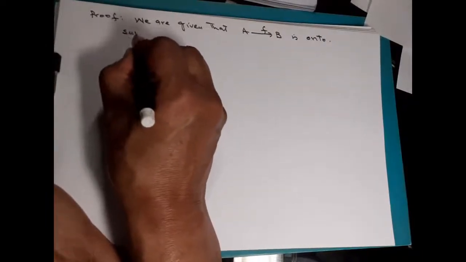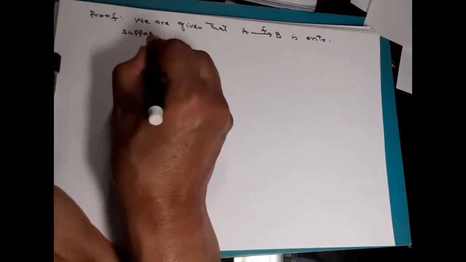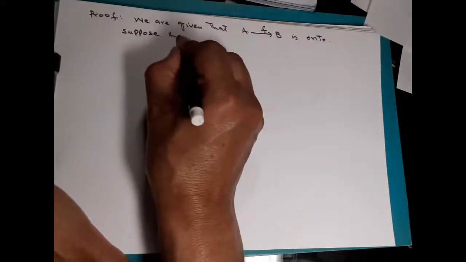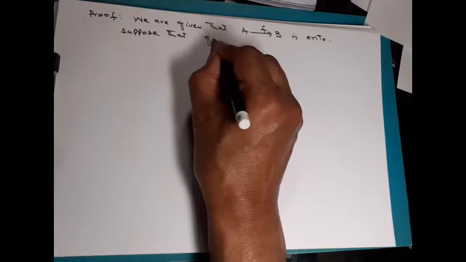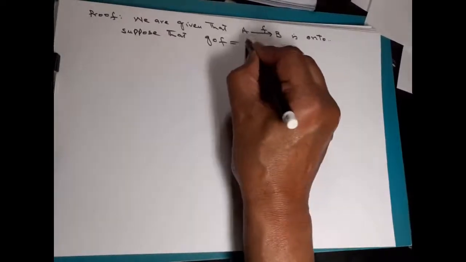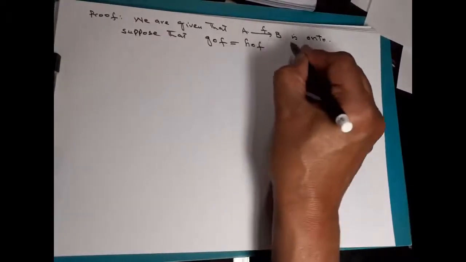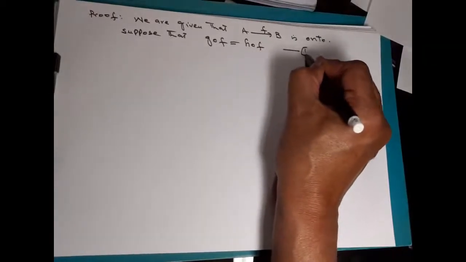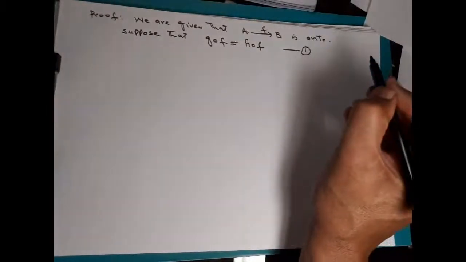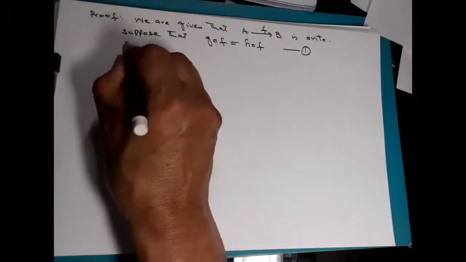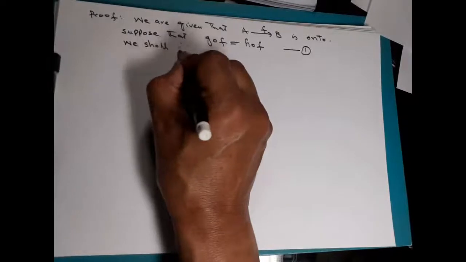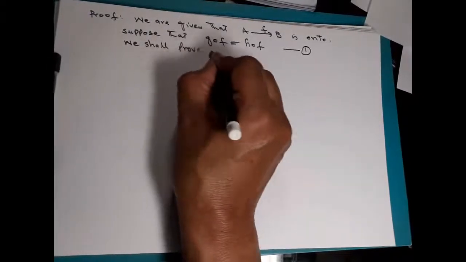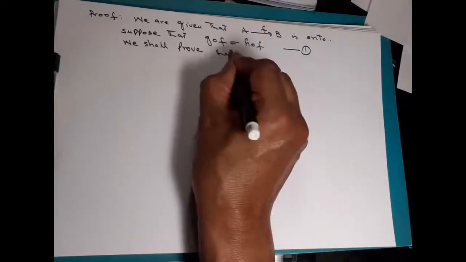So suppose that G circle F is equal to H circle F. Let's call it 1. Suppose this is the case. We shall prove that G is equal to H.